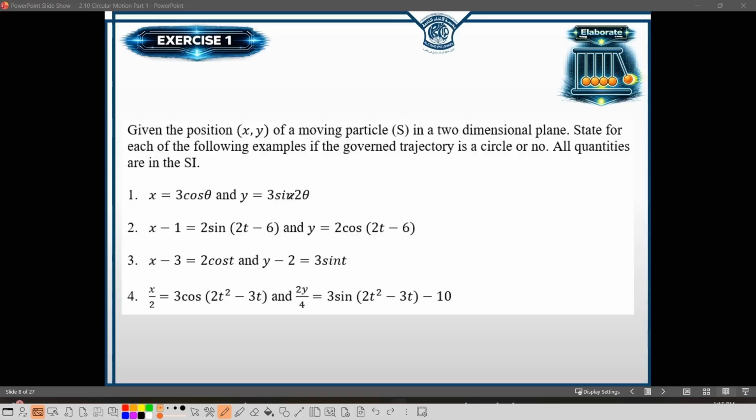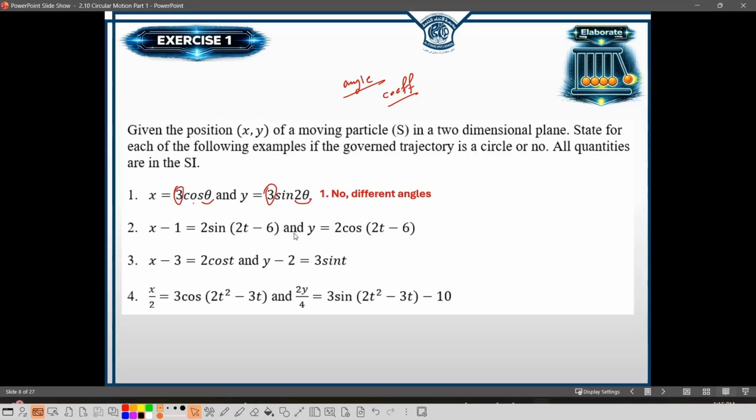We know that once I catch sine and cosine in my equation, there is a possibility that this equation represents a circle. But this is not a sufficient condition, because it's necessary to have the same angle and the same coefficient. What I mean by the coefficient is the number written in front of the cosine. In the first example, we have the same coefficient, but unfortunately different angles, so this cannot be considered circular motion. So no, different angles.